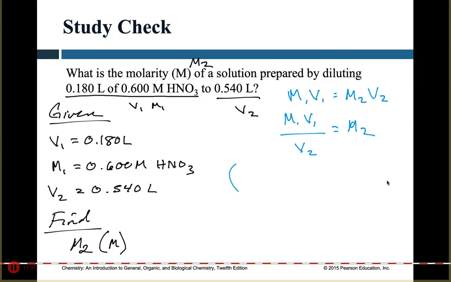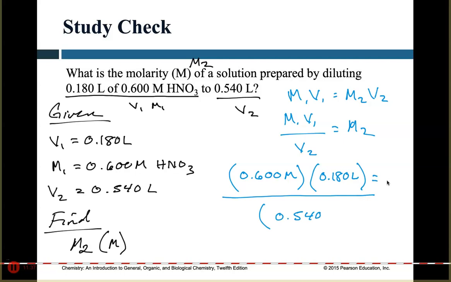Plug our numbers in, 0.600 molar, times V1, which is 0.180 liters, divided by my V2, which is 0.540 liters. I'm solving for M2. Check my units. Liters and liters leaves me with the units of molarity, which is what I'm going for. So then I do 0.6 times 0.18 divided by 0.54. M2 is equal to 0.2, and that's what you'll get on your calculator.